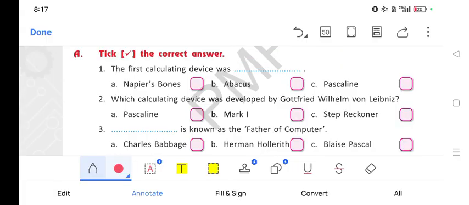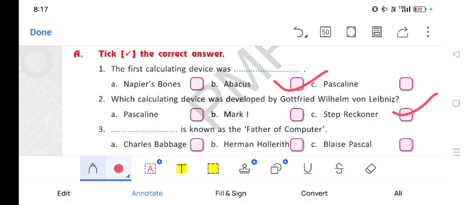Okay, so we have completed the chapter. Let's solve the exercise. Tick the correct answer. The first calculating device was the abacus. Which calculating device was developed by Gottfried Wilhelm von Leibniz? That is the step reckoner.